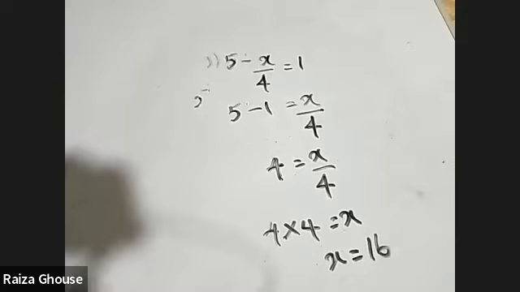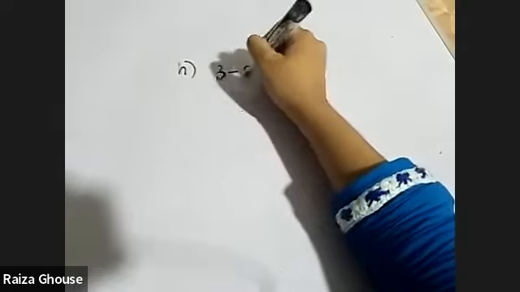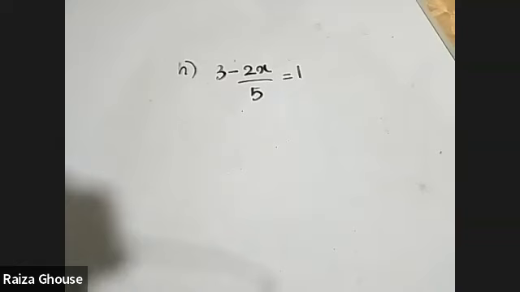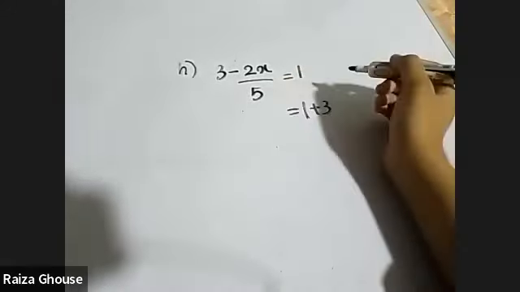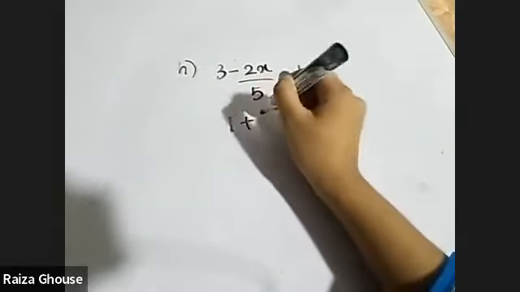Good number. Now we are going to the H part. Why my board looks crooked? Right. H part is 3 minus 2x over 5 equal 1. Okay, Rukaiya, unmute your mic and explain to me what should I write as the next step. 1 plus 3. Okay, you are telling me to write 1 plus 3 here.